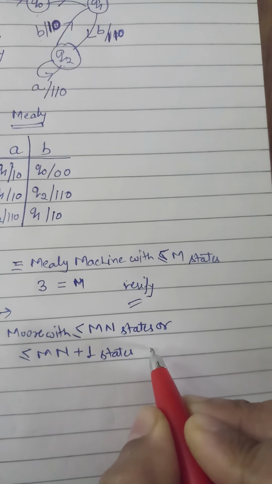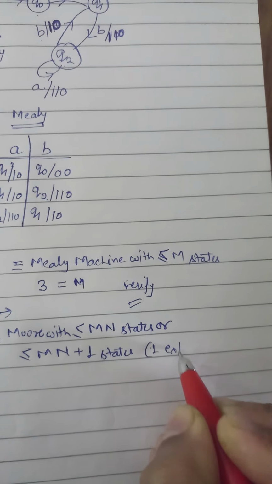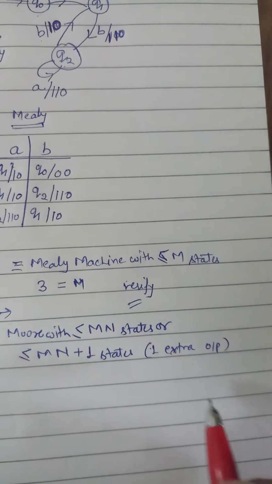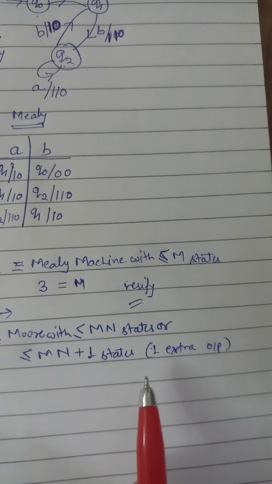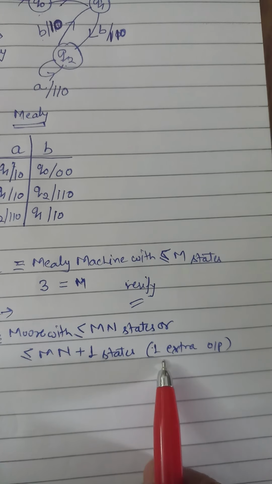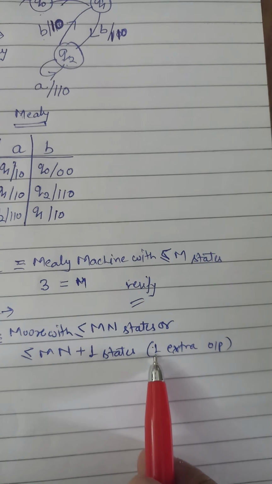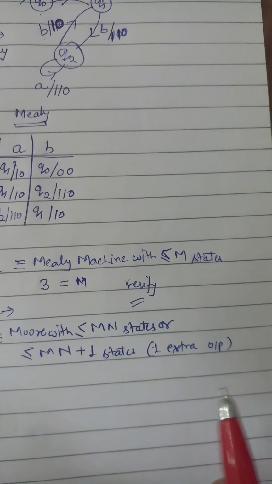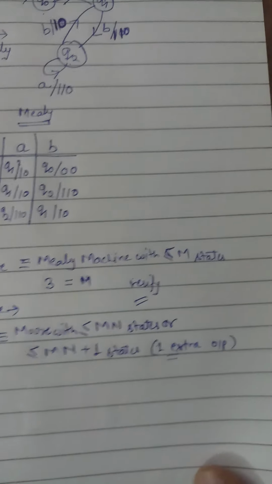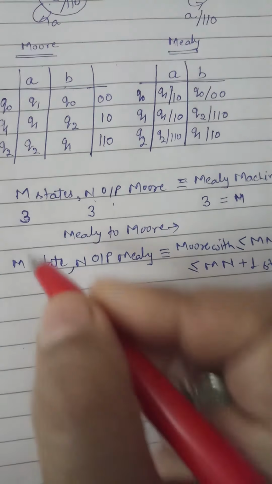Because a Moore machine always has one extra output. As we know, if we want to cross check any string, then whatever output we have in the initial state, first we have to put that output in that string, then we go further. So that's why one extra output. That's why one extra state. So now cross check for this also.